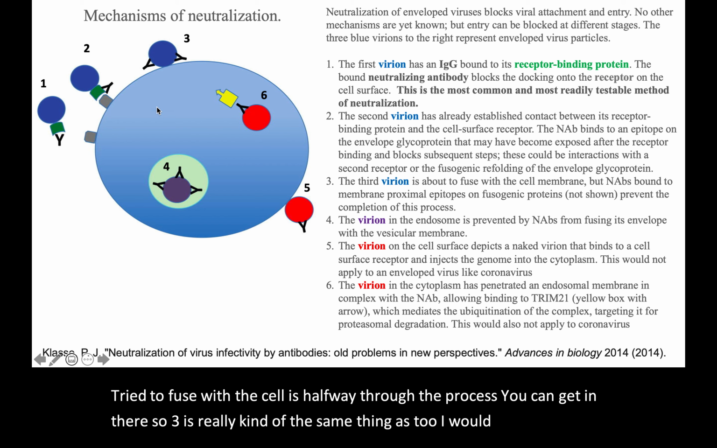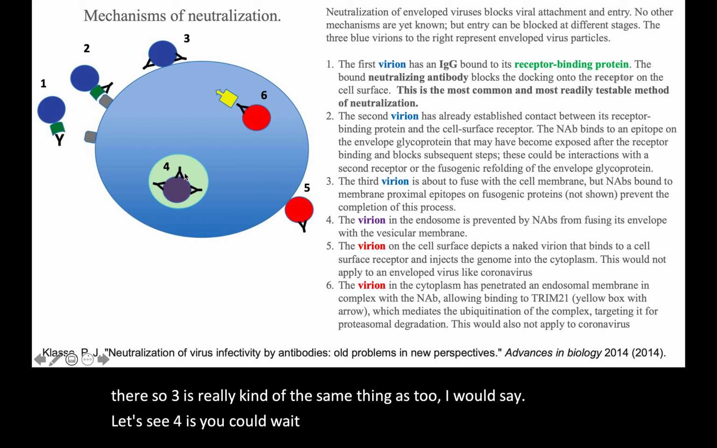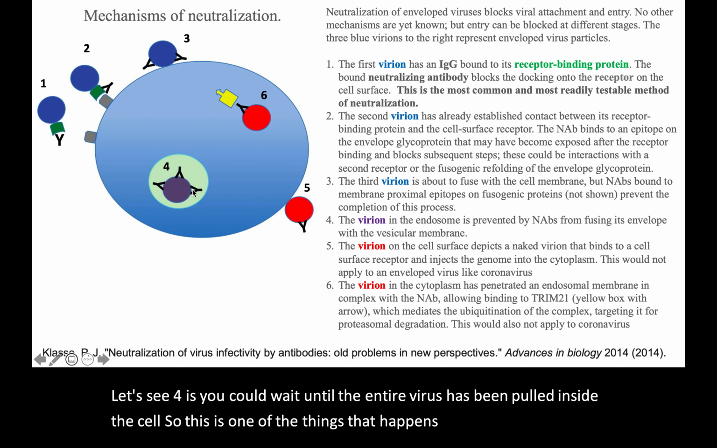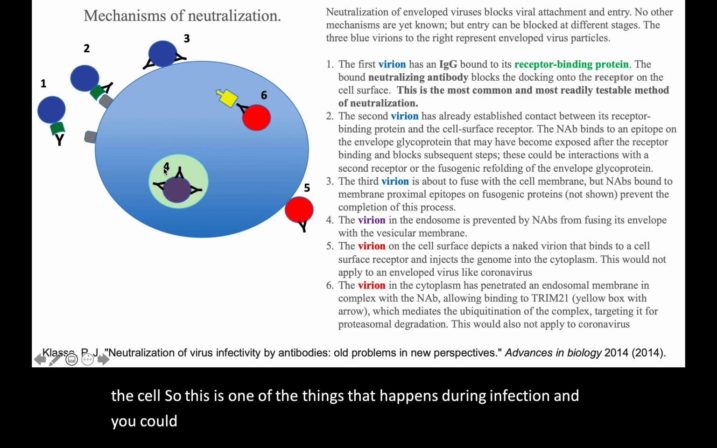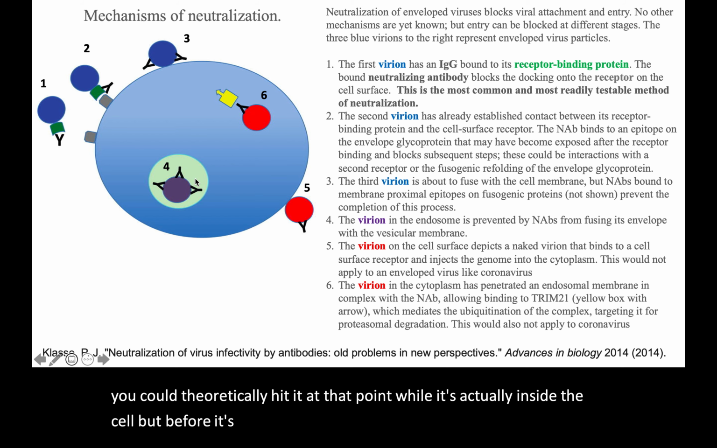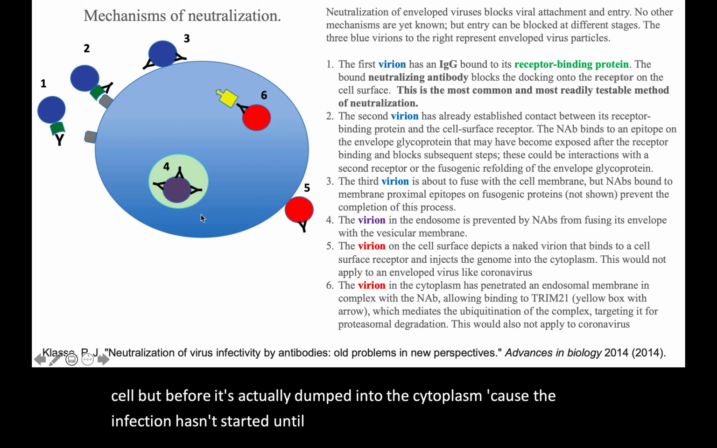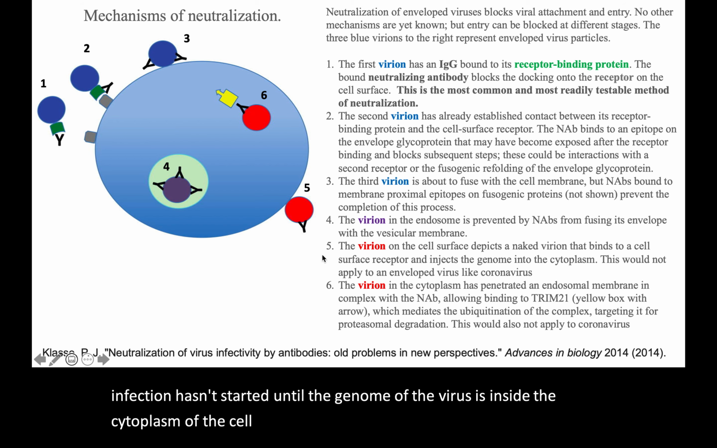Number 4 is you could wait until the entire virus has been pulled inside the cell. This is one of the things that happens during infection. And you could theoretically hit it at that point while it's actually inside the cell, but before it's dumped into the cytoplasm, because the infection hasn't started until the genome of the virus is inside the cytoplasm of the cell. At that point, you're properly infected.